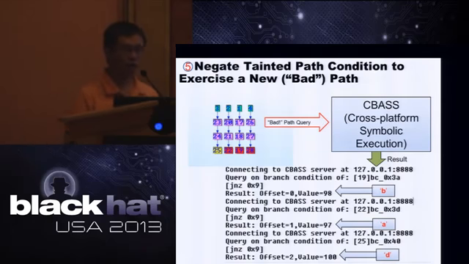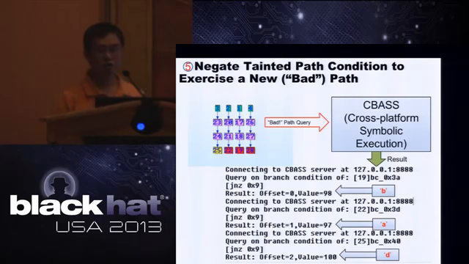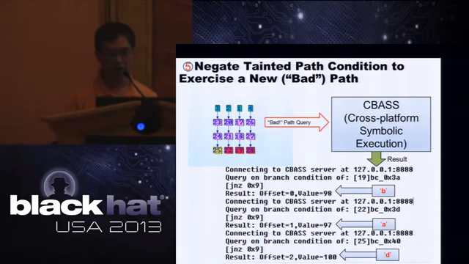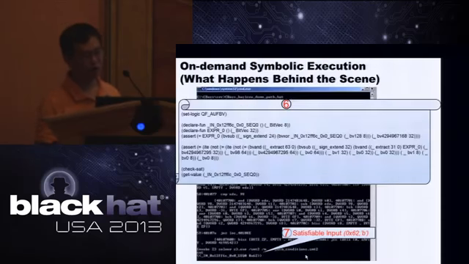Then TREE will generate a query and send it to CBASS. CBASS will generate the constraints, describing mathematically the branch conditions' output in terms of the input variables using the process I just described, and get back the results to the TREE module. Here it shows the first 3 branch conditions with the communication between TREE and CBASS. So basically we already figured out the bad path, then the fourth will follow.